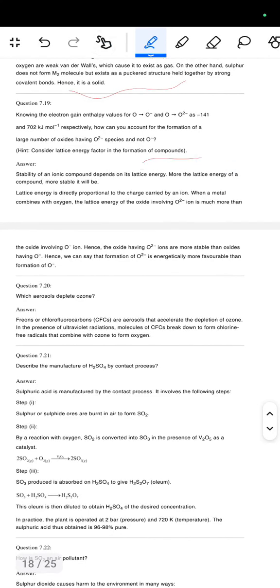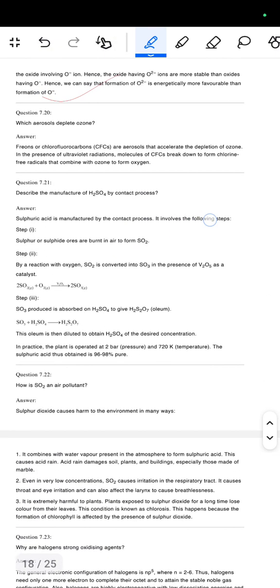तो stability of any compound depends on its lattice energy. The more the lattice energy of the compound, the more stable it will be. Lattice energy is directly proportional to the charge carried by the ion. When a metal combines with oxygen, the lattice energy of the oxide involving O2 minus is much more than that of the oxide involving O minus. Hence, the oxides with O2 minus are more stable than the oxides with O minus. Hence, we can say that the formation of O2 minus is energetically more favorable than the formation of O minus. इसको कितना अच्छा स्टेटमेंट क्वेश्चन बन सकते हैं यहाँ से.